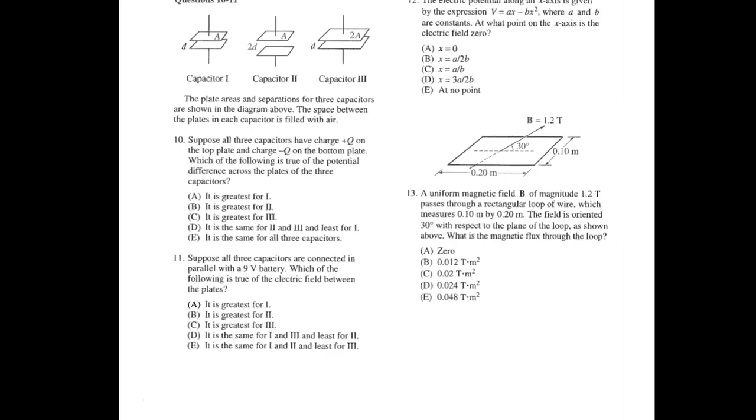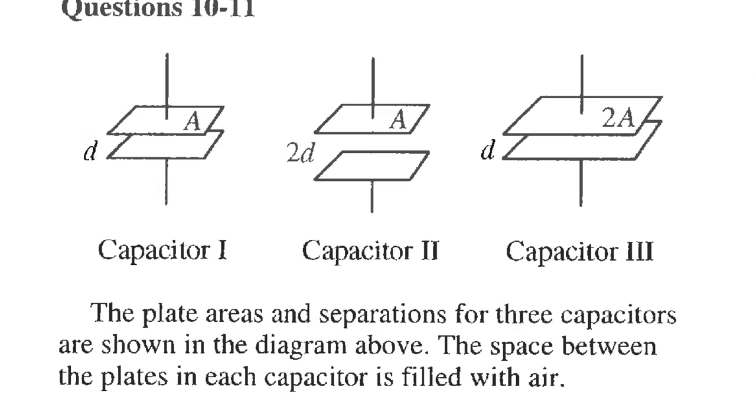So all three of these have the same electric potential. So electric potential equals E times D. Between the plates, they all have the same electric potential. So seems to me that capacitor 1 and capacitor 3 would probably have the same size electric field since the distance between the plates is the same. But capacitor 2 is going to have a smaller electric field since the plates are further apart.